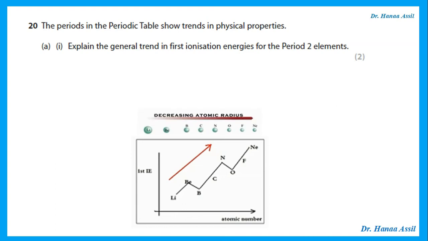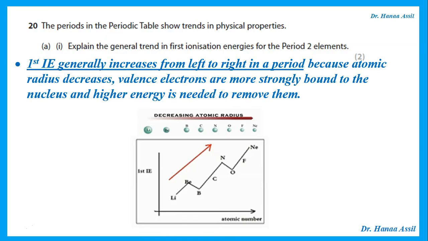Now, why is that? Remember that from left to right in a period, the radius is decreasing. This is the same period, that means the same number of shells attracted to positive protons in the nucleus, but as I go from left to right, the number of positive protons increases. So the atomic radius decreases from left to right, and that means the valence electrons or outermost electrons are more strongly attracted to the nucleus, and higher energy is needed to remove them.